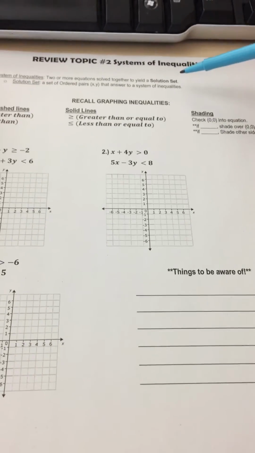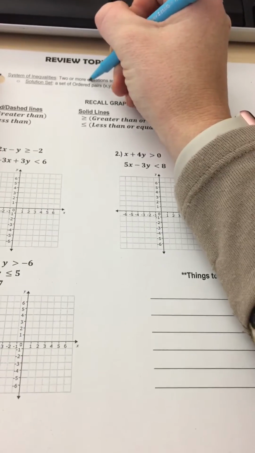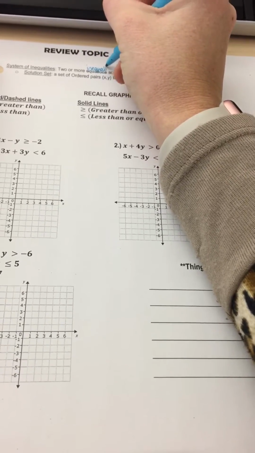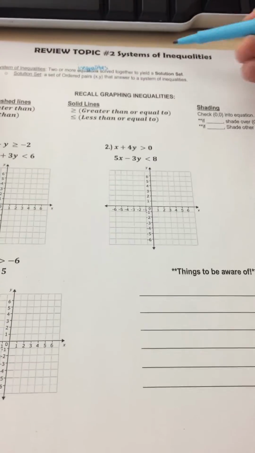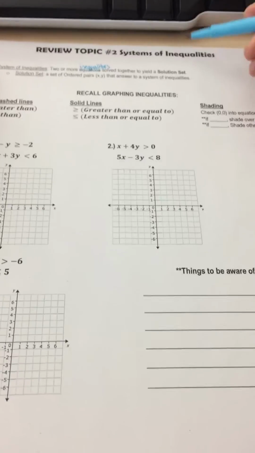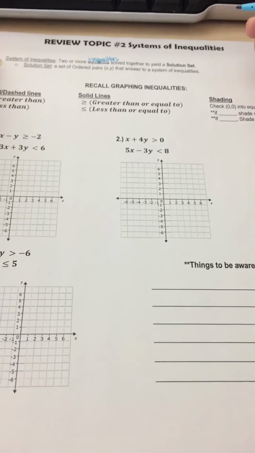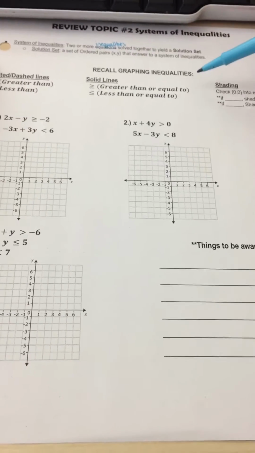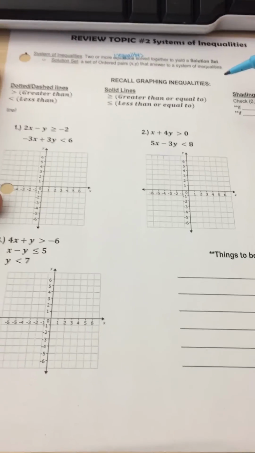Systems of inequalities are two or more inequalities solved together to yield a solution set. A solution set is going to be a set of ordered pairs, x's and y's, that answer the system of inequalities. Now recall graphing inequalities from Algebra 1.